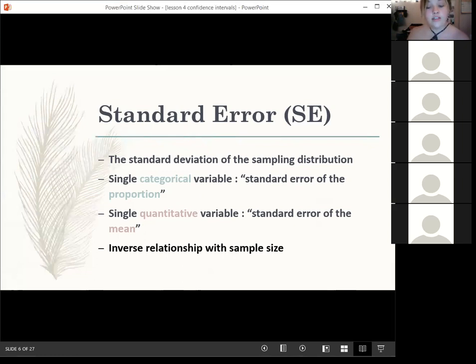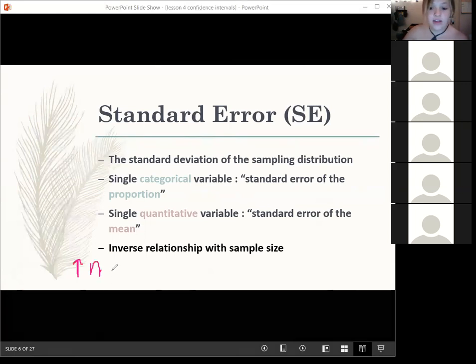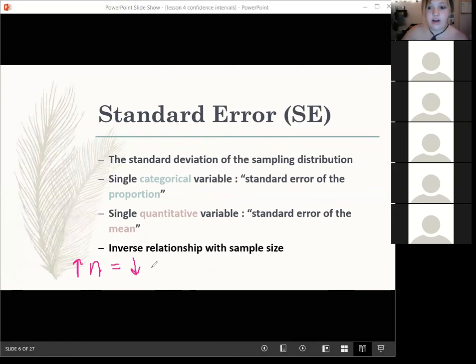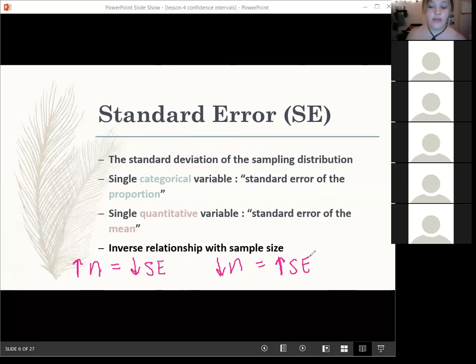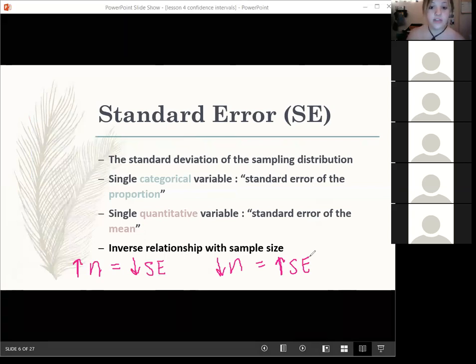Also, our standard error has an inverse relationship with sample size. To visualize that, if we increase our sample size, which we usually denote as n, then our standard error is going to go down. And the other way, if we decrease our sample size, our standard error is going to go up. I know some people haven't heard the term inverse relationship before. All that's saying is that when one goes one way, the other goes the opposite way. They're inverse of each other. And n is the notation we use for sample size.